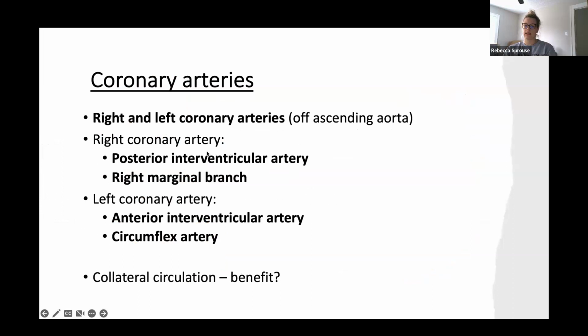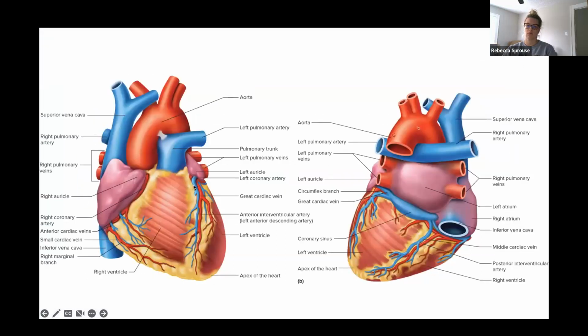A couple branches that I'd like you to know off the right coronary artery. So if we follow the right coronary, we will see a right marginal branch, which is going to be on the side. Marginal always means side. And you notice that you have some vessels here too. We're going to skip those. But if you follow this right coronary artery here and the one clear over on the side, we're going to call that the right marginal branch.